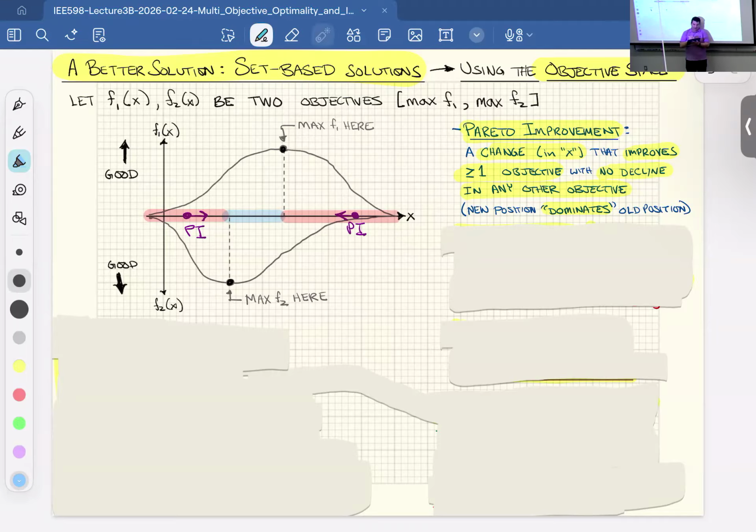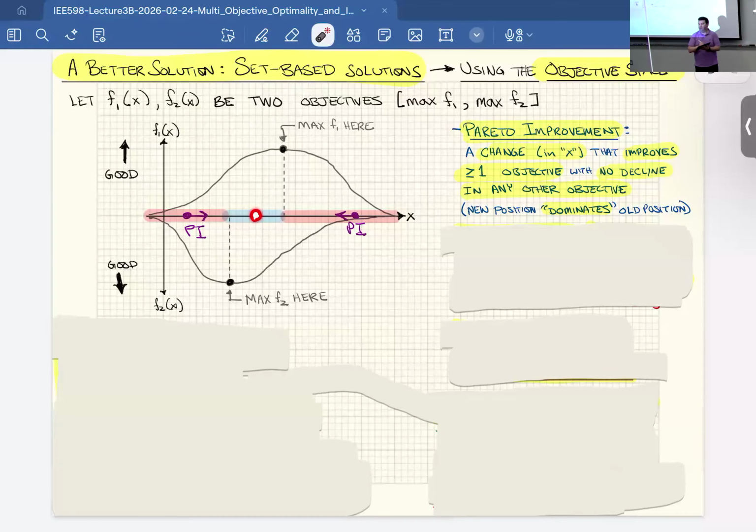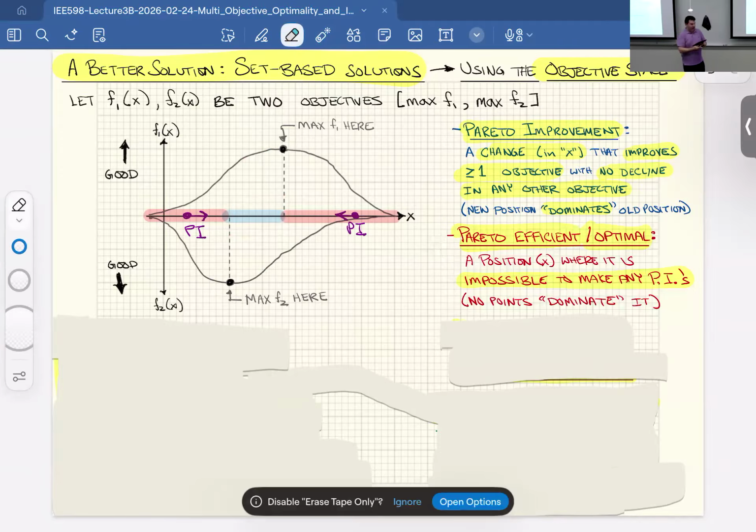If I was in the blue area, there's no way I can move in the blue area to make a Pareto improvement. If I move this direction, I improve in one objective, but I go the wrong direction in the other objective. The blue area is the trade-off area. And that is the so-called Pareto-efficient set, or it is Pareto-efficient, Pareto-optimal.